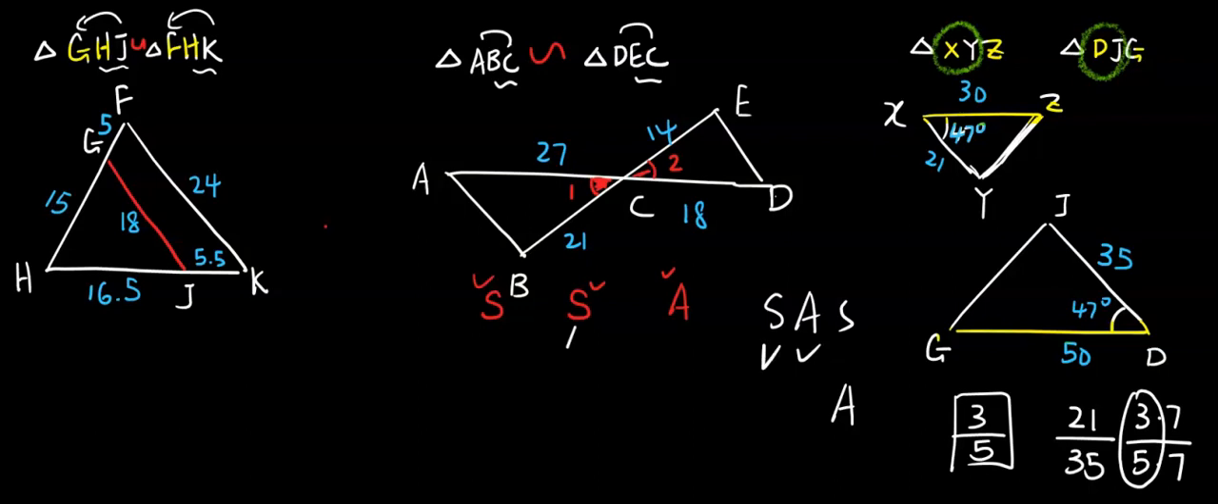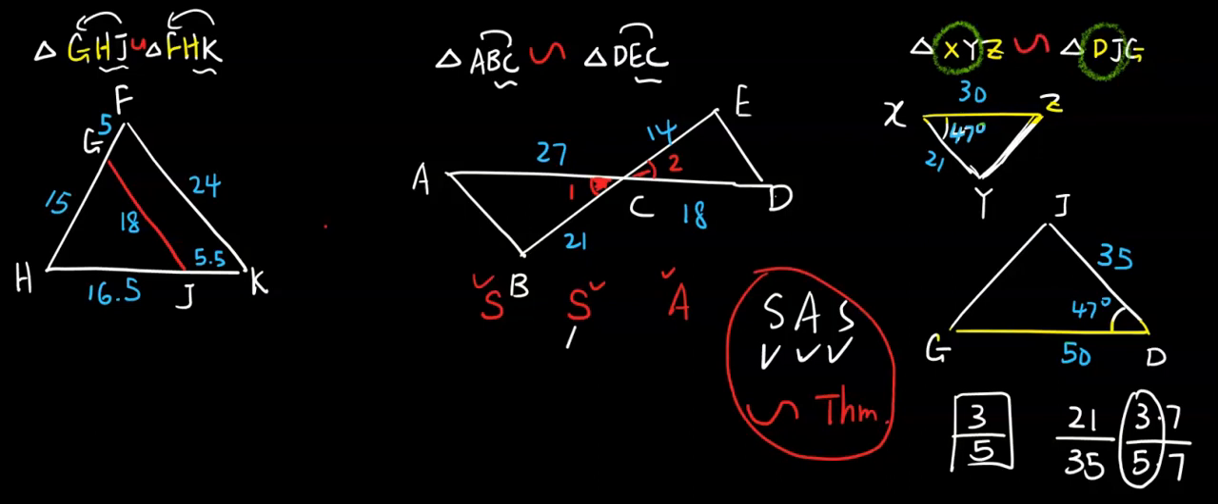Now we have side, angle, side. Let's write down the whole name. By side, angle, side similarity theorem, we can prove these two triangles are similar. All right, that is it. We're done with this triangle similarity problem.